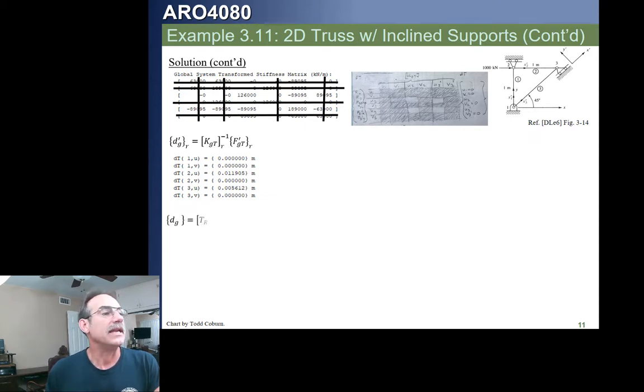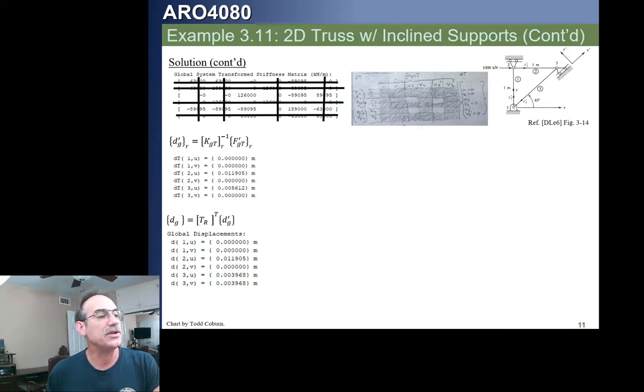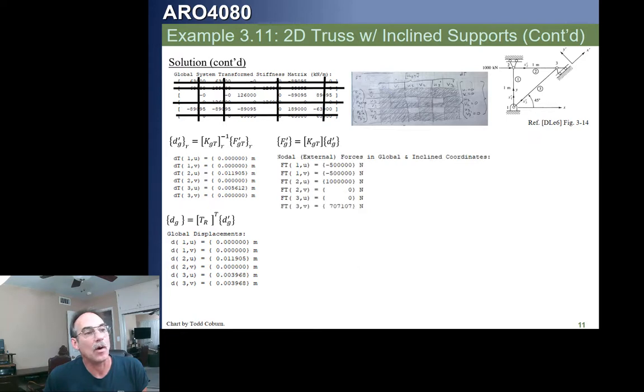This gave us the global displacement at node 2 and the local displacement in the x at node 3. Okay? We can now take those displacements, multiply by the transformation matrix, and get the global displacements. You notice when we do that, that displacement in the x at 2 did not change, but the displacement in the inclined direction at node 3 in the u prime direction changed into now two components for the global x and y. We can now multiply that by our Kg transformed in order to get the global forces.